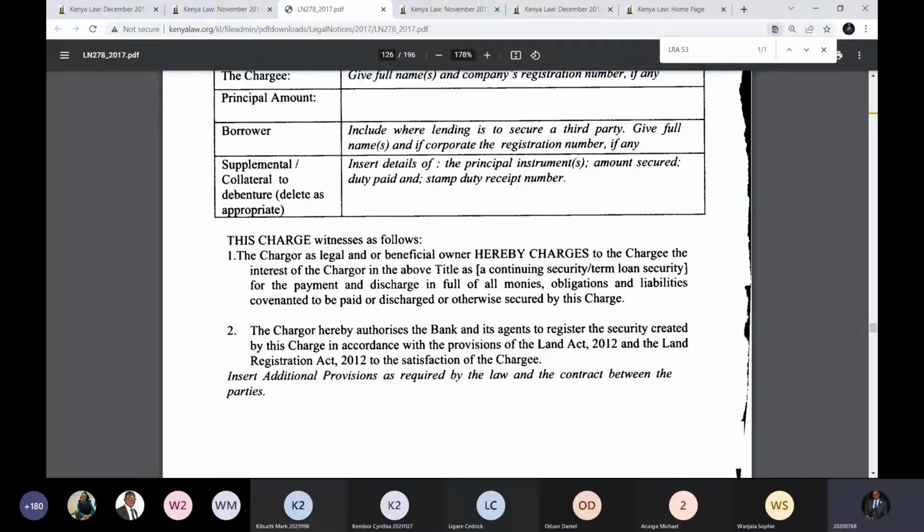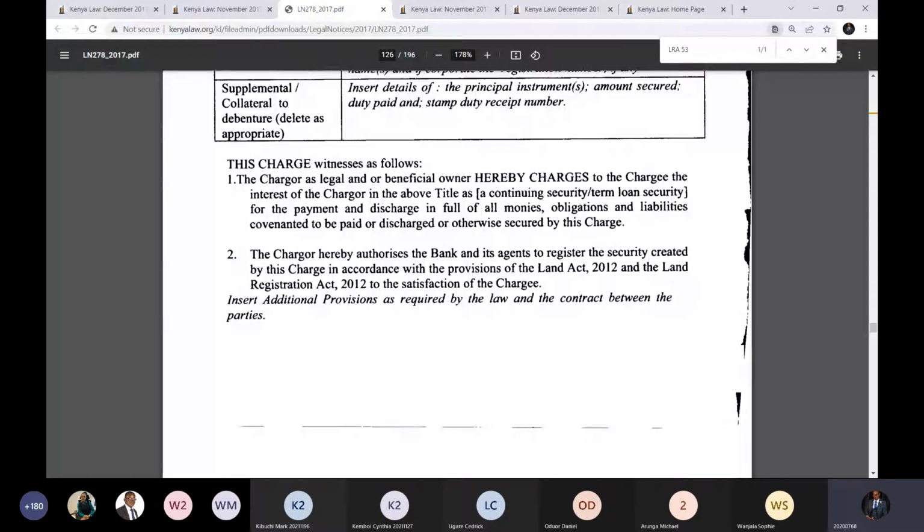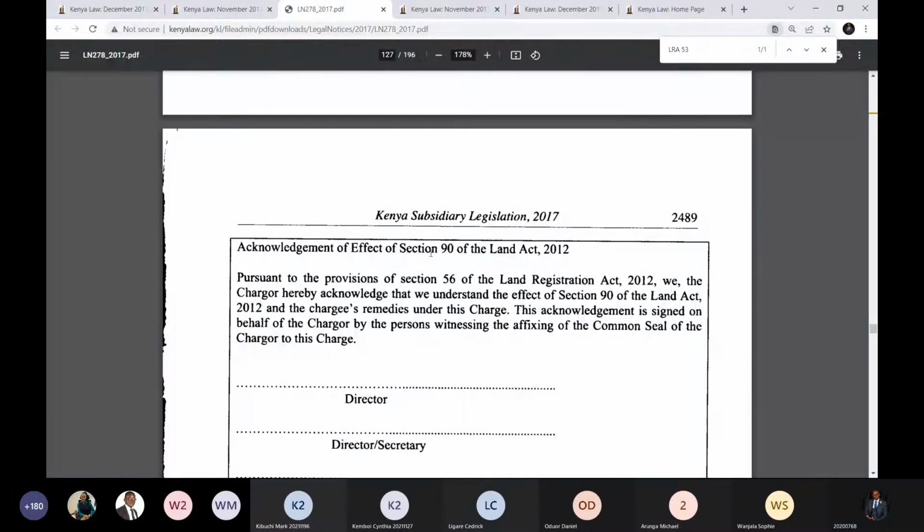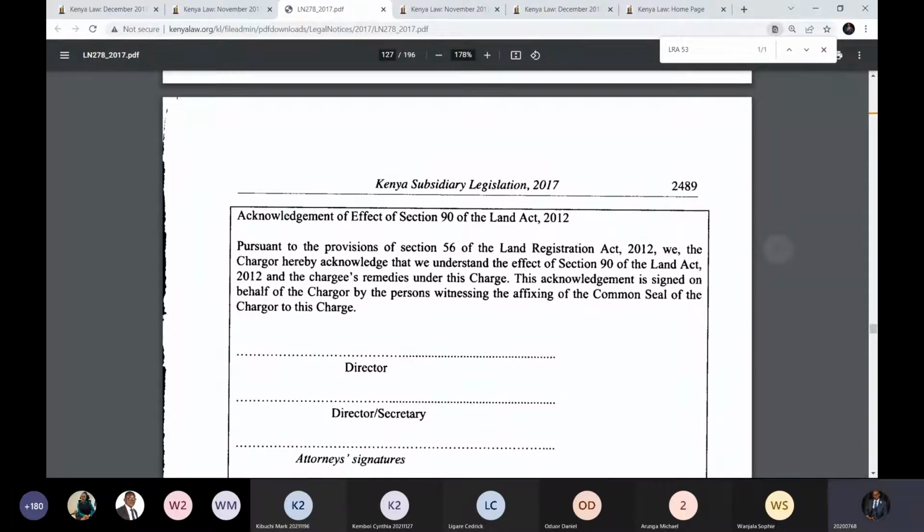Other than the description of the parties, one other crucial thing that has to be present in a charge is acknowledgement of Section 90. It's not relevant to this question, but in case they bring it in another question: acknowledgement of the effect of Section 90 of the Land Act. What does Section 90 of the Land Act talk about? We're about to sit for a conveyancing paper. I think it talks here. Yes, the remedies of a chargee.